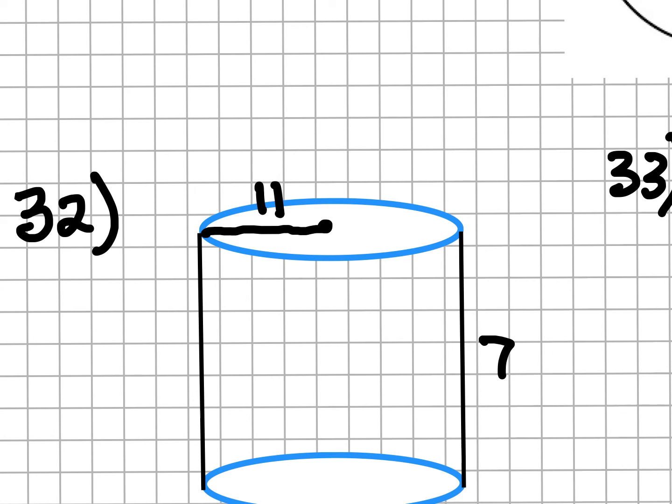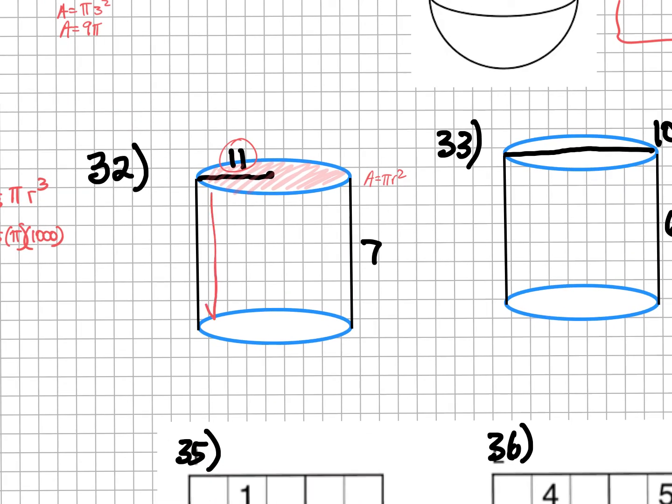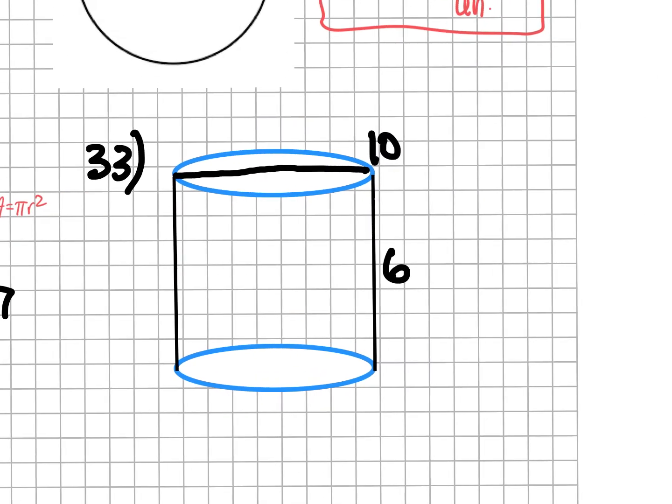All right, this one, simple. It's like 1 step less than a cone. We don't have to crush it. We just find the circle. Area equals pi r squared, and the radius is 11. That should be really easy. And then we're just going to grow it by 7. So should be easy. Same thing for 33.